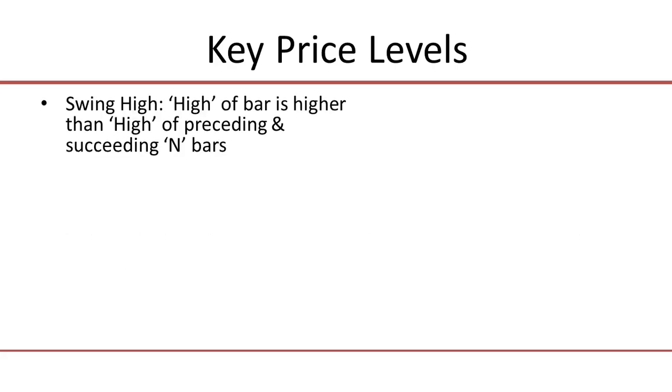Next we have swing high. So if high of the bar is higher than the high of the preceding and succeeding n bars, then it's a swing high. Here n is a parameter that is determined by the trader. So if n equal to 3 and we have these 7 bars, then the middle bar, that is the fourth bar, is the swing high, as its high is higher than the preceding and succeeding 3 bars.